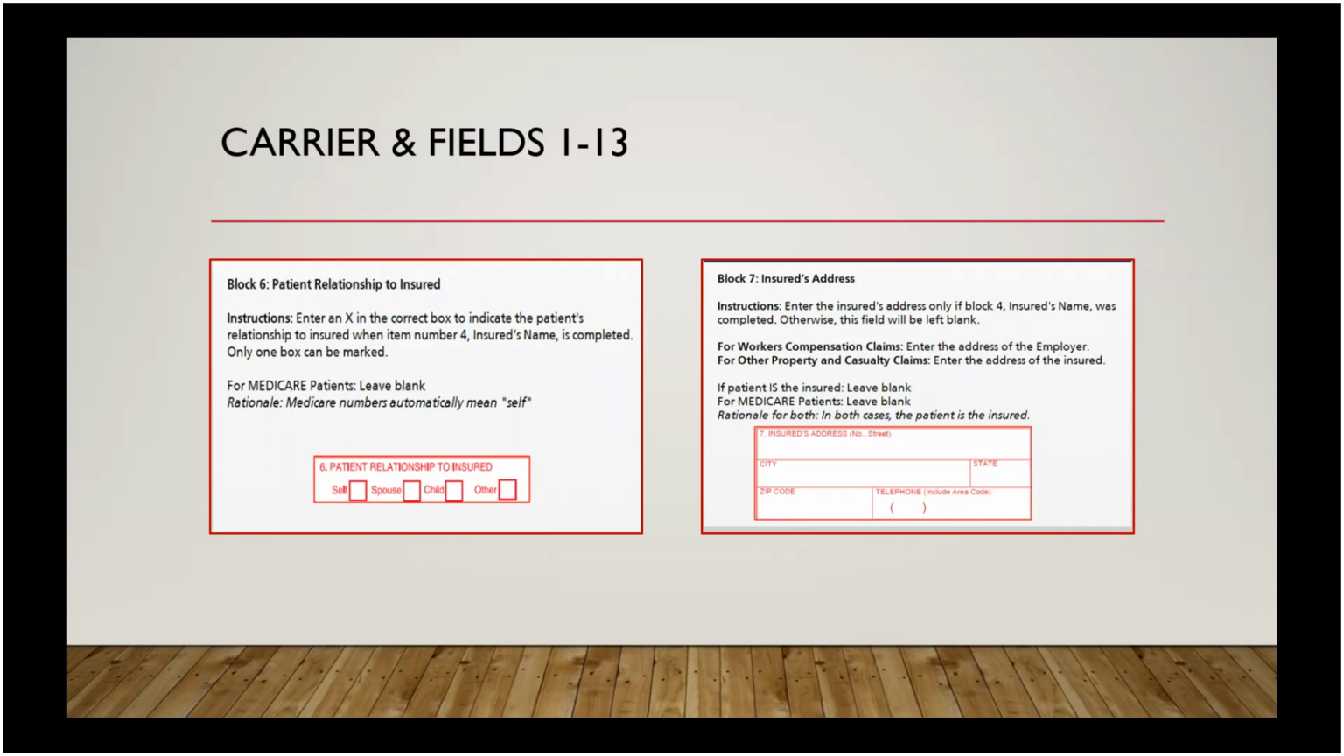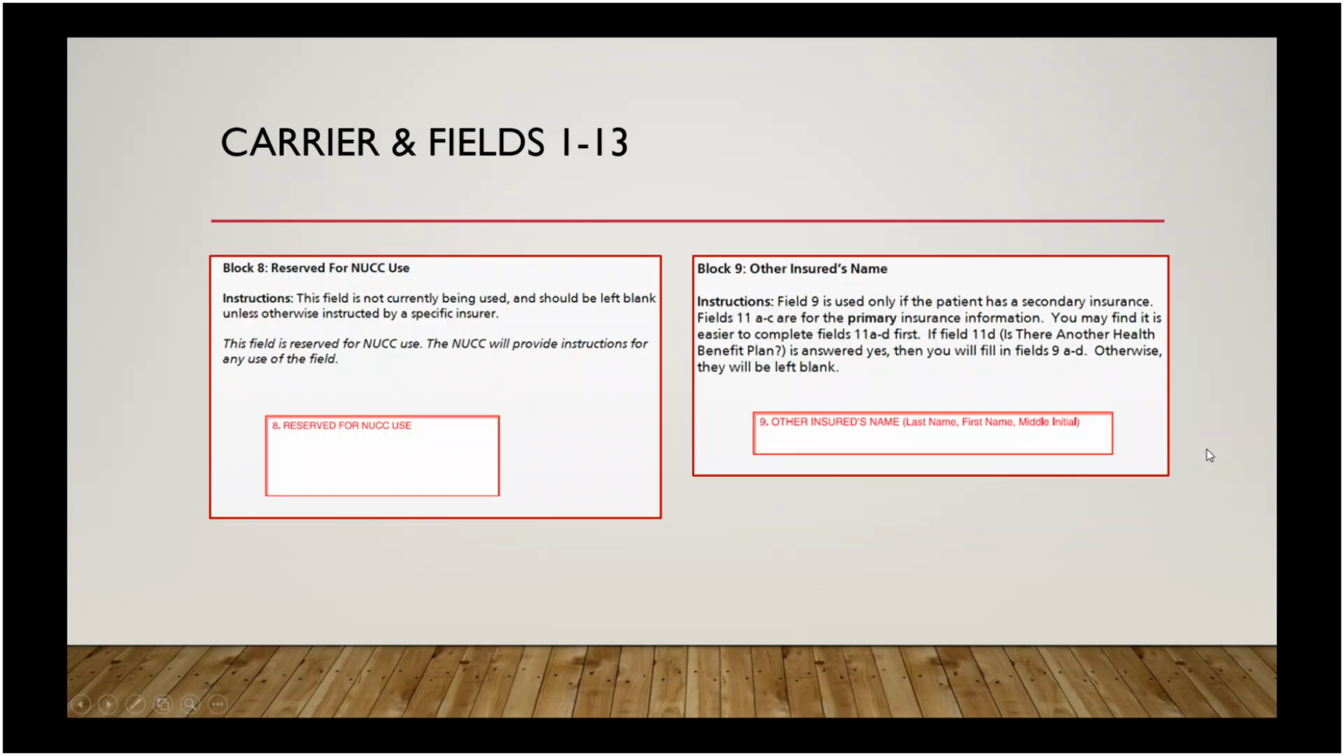Block 7, insured's address. For workers' comp claims, you want to enter the address of the employer. For other property casualty claims, enter the address of the insured. If the patient is the insured, you're going to leave it blank. If it is a Medicare patient, you're going to leave it blank. So in both cases, the patient is the insured. Block 8, we don't need to fill that out unless you have special instructions to do so.